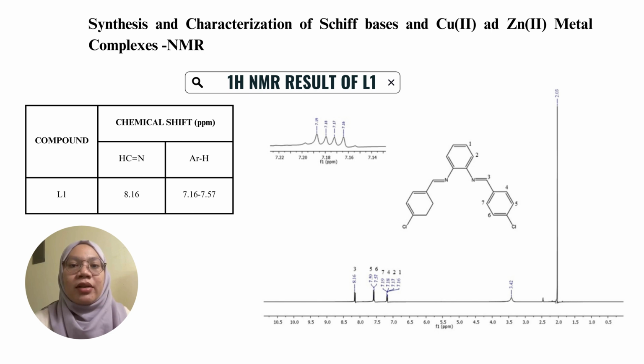Next, for characterization using proton NMR spectroscopy, the aromatic proton of C double bond N for ligand 1 appears at 8.16 ppm as a singlet peak.